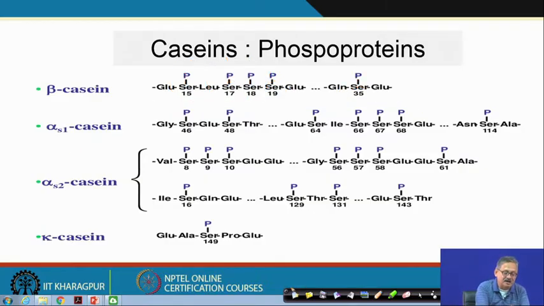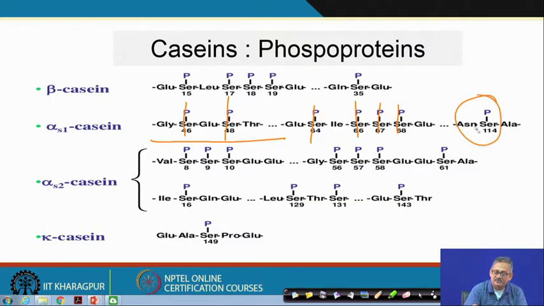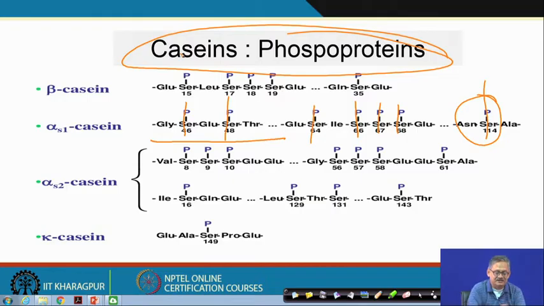Then in alpha S1 casein it is more. It is 46 position one phosphate, 8 position one phosphate, 64th position another phosphate, and then 66 position another phosphate, then 67, 68, like that, even 114 position some phosphates are there. This is how casein and phosphates are linked.